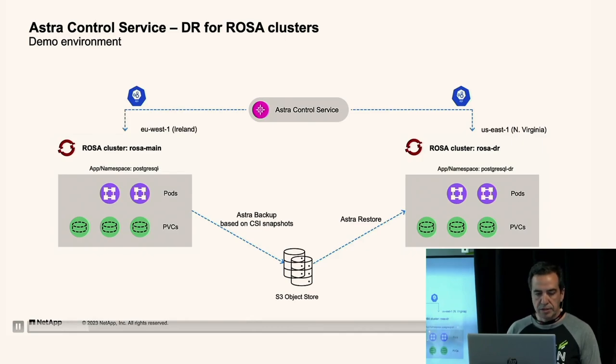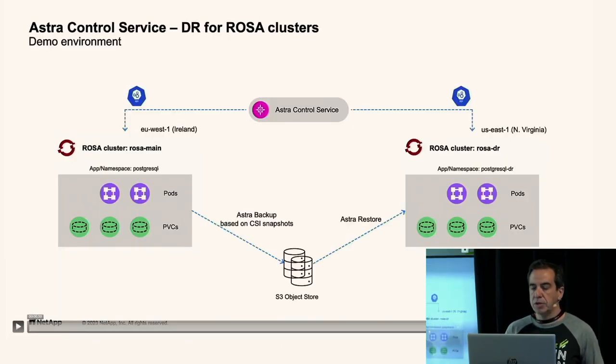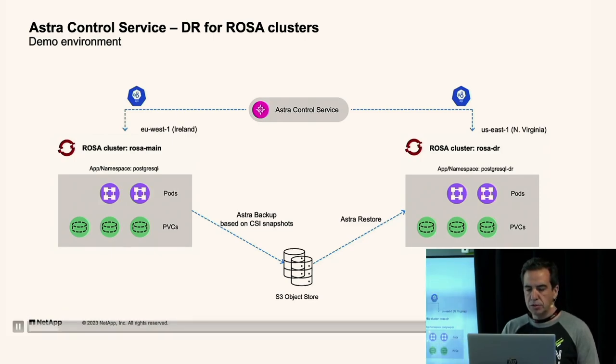So then we also need an object store to store our backups, so all the backups are stored externally. So even if the entire cluster goes down, we can still recover things. And we are doing these backups, as Patric explained, using CSI snapshots. So Astra Control Service will do a snapshot, do a backup from the snapshot, and restore it in the new ROSA DR cluster.